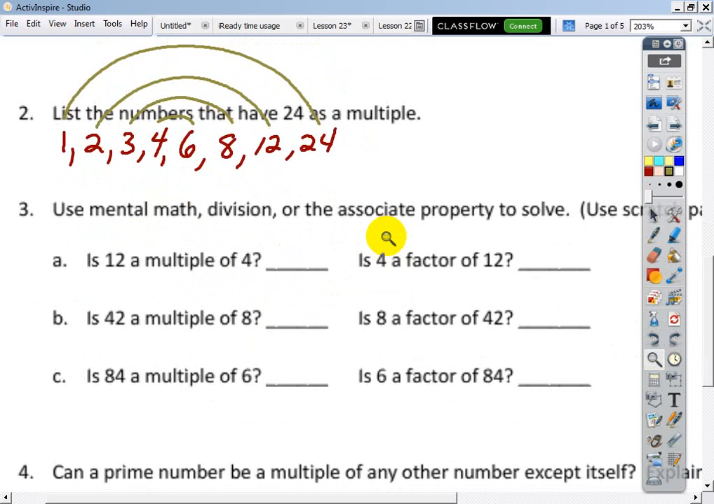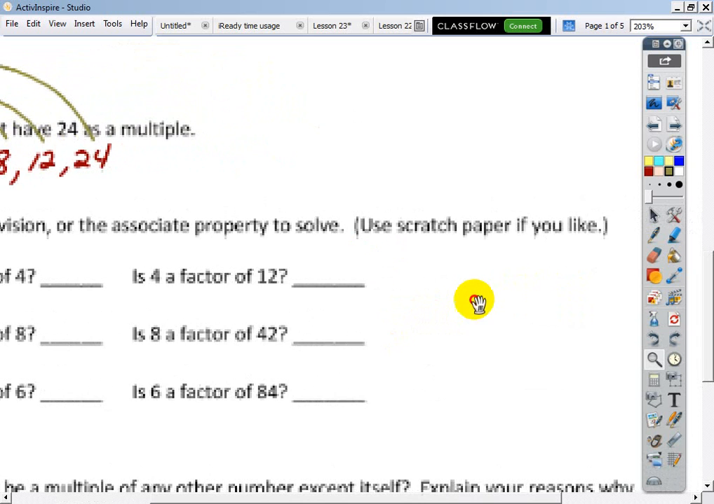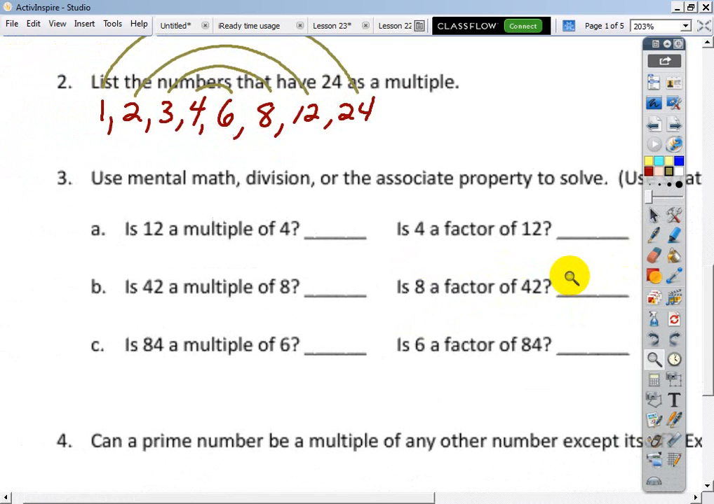Use mental math, division of the associative property. Use, what's it say? Use scratch paper if you like. Okay. All right. So, is 12 a multiple of 4? Well, mental math tells me, yeah, 4 gets me to 12. Right? I can get to 4.